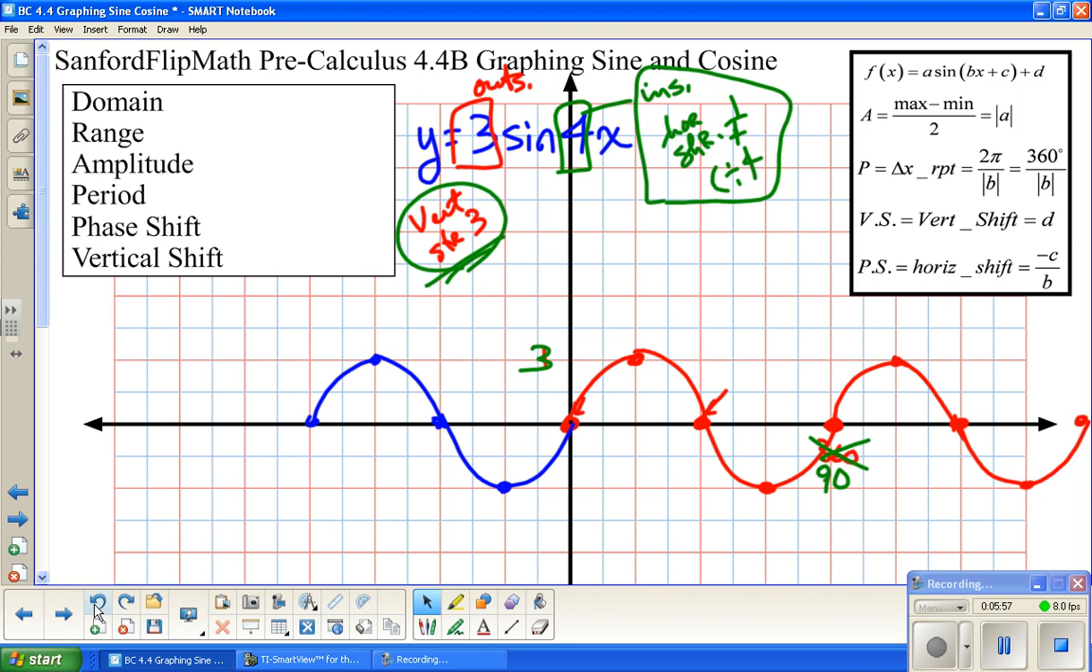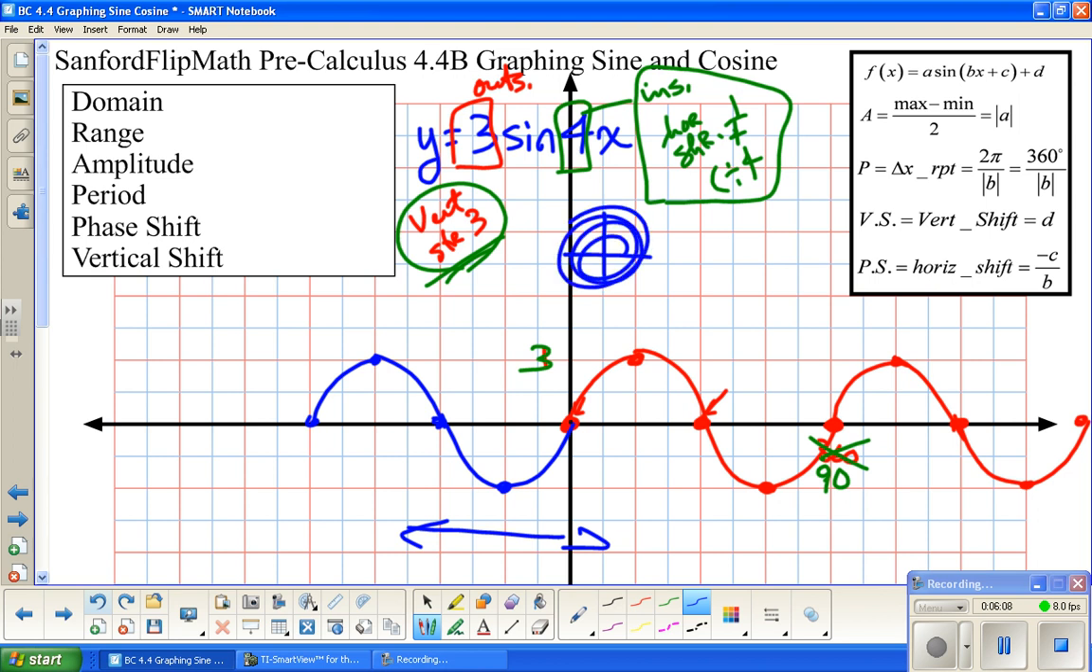Let's answer some questions first. Okay, first of all, what's the domain? How far does this keep going left and right? Well, I can keep wrapping around a unit circle a million times, and I can even go backwards a million times. So the idea here is that the domain, there are no jumps or breaks, all real numbers. Always true for every sine function, it's always all real numbers.